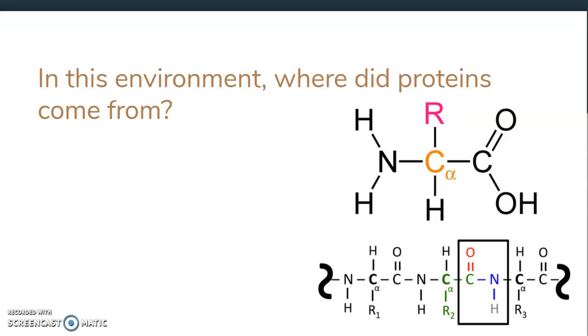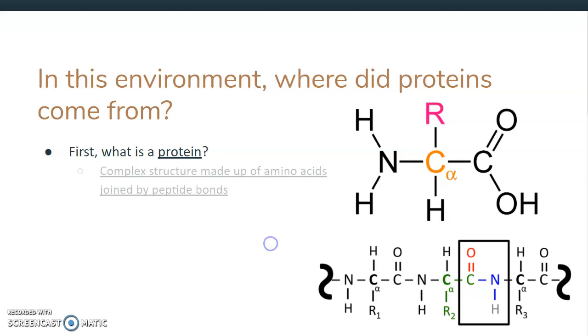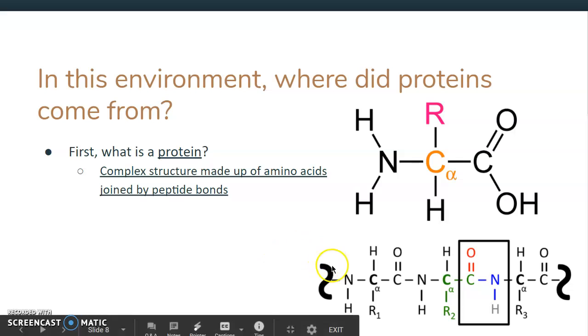So let's talk first again, start with a definition. What is a protein? A protein is a complex structure made up of amino acids joined by peptide bonds. So it's a complex structure. Okay, that makes sense. It is made of an amino acid. We will define that word in a second. And they're joined by peptide bonds, which is just the specific type of chemical bond that is there.